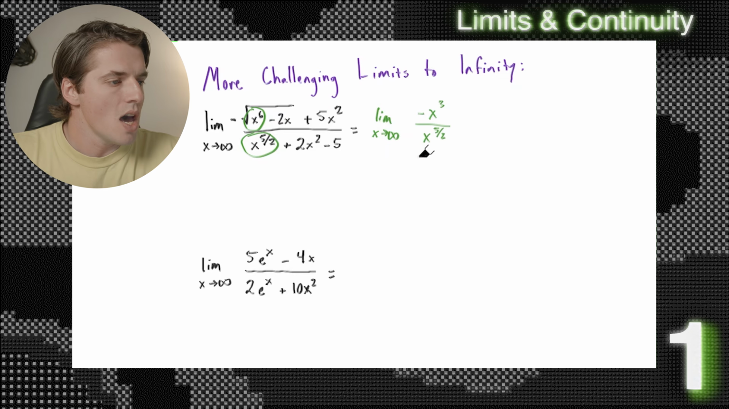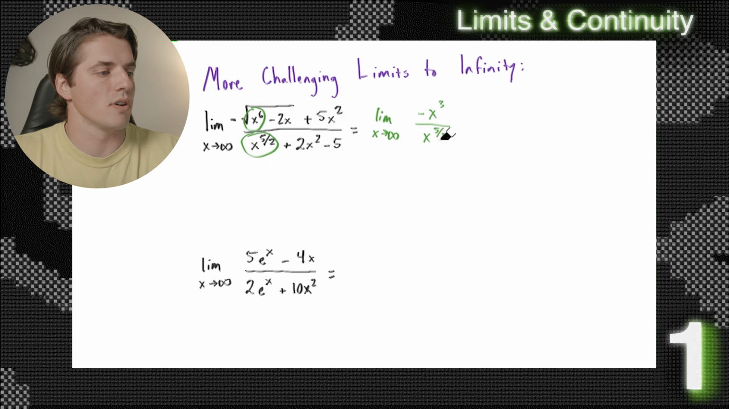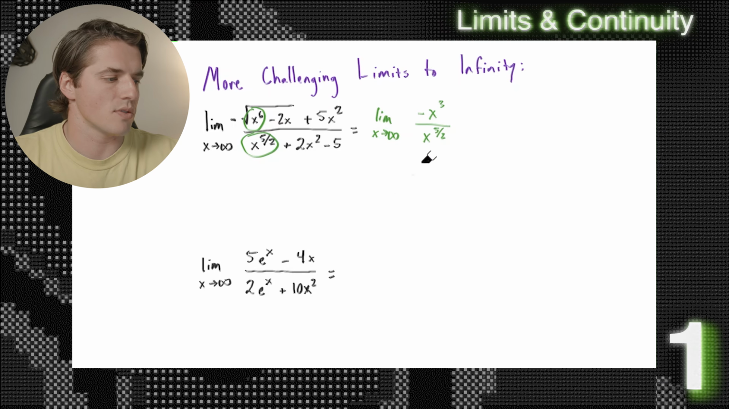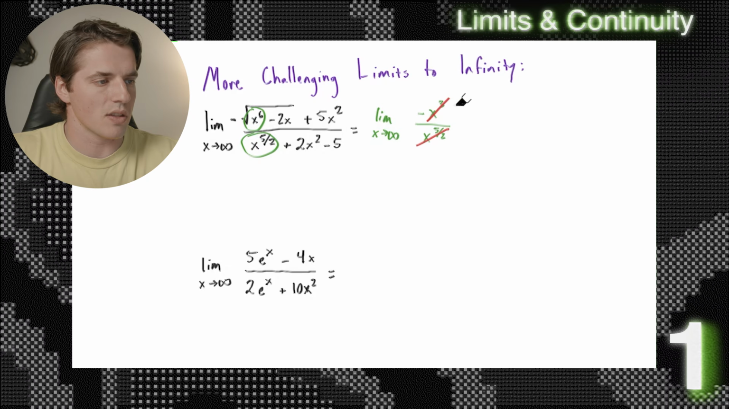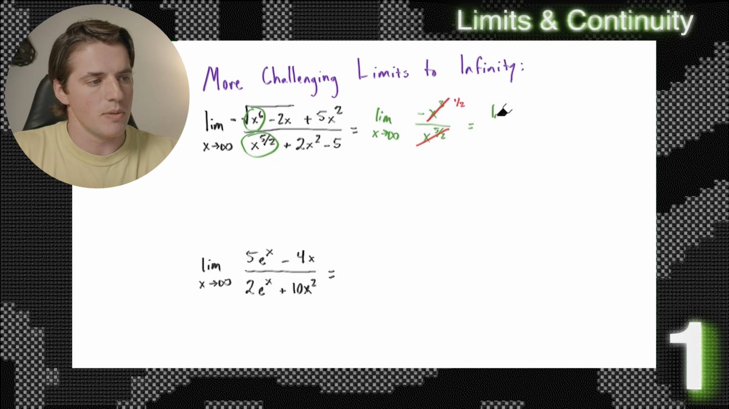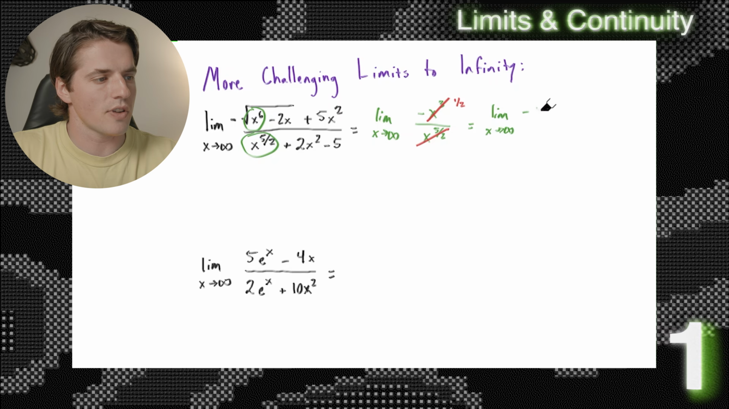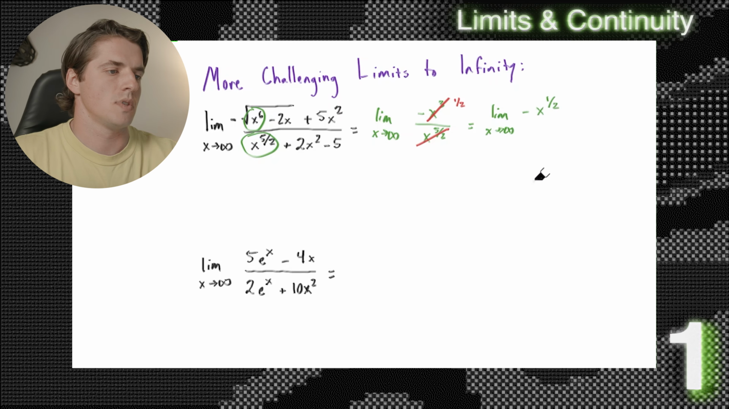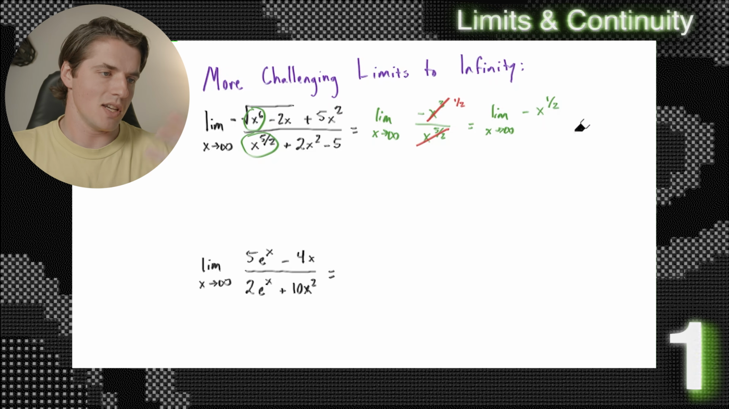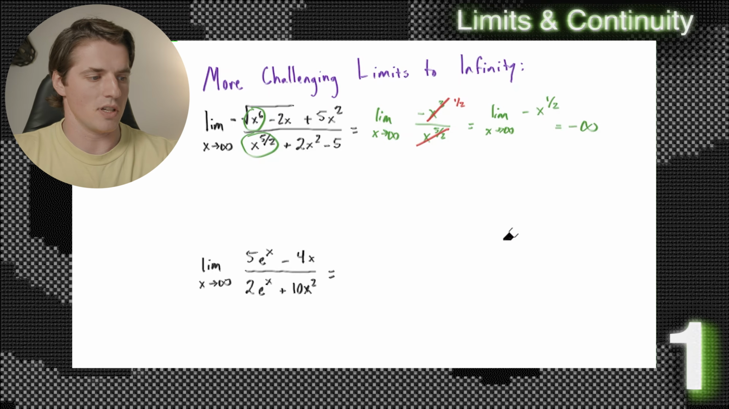Okay, great. Now we can do some canceling. So we have x to the 3rd over x to the 5/2, or 2.5. So we can cancel all of these, and we would leave 1/2 up here. So we have the limit as x goes to infinity of negative x to the 1/2. If we plug in infinity here, we have the square root of infinity, which is infinity. But because this is all negative, our limit is negative infinity.